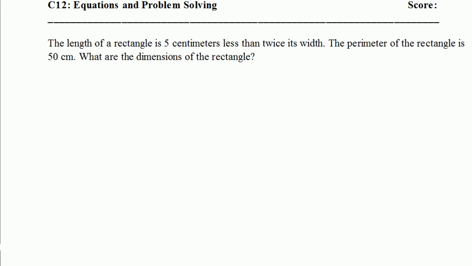Alright, this is question number 5, and it says the length of a rectangle is 5 centimeters less than twice its width. The perimeter of the rectangle is 50. What are the dimensions of the rectangle?